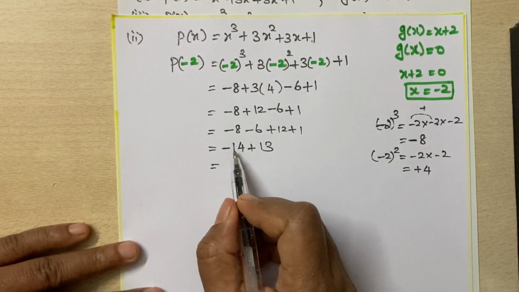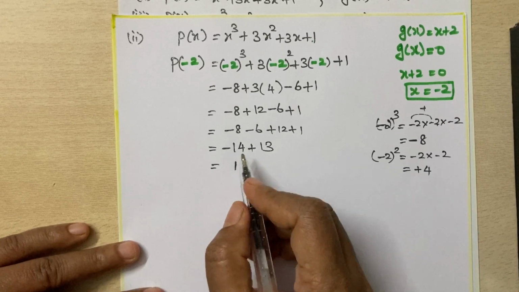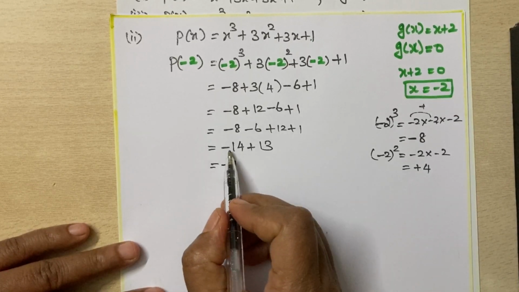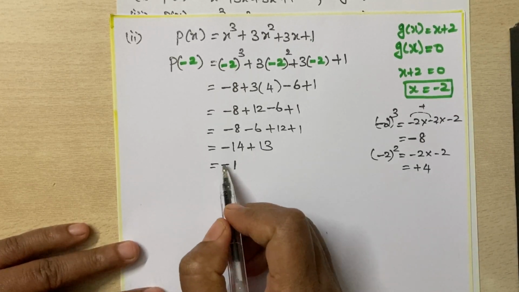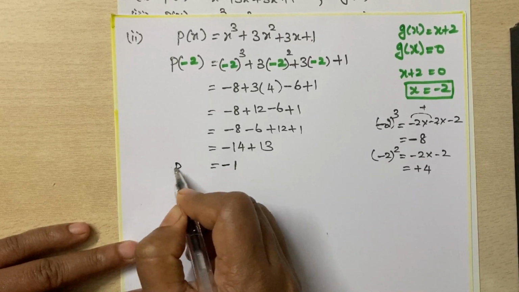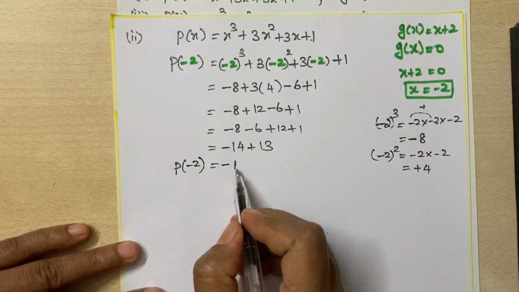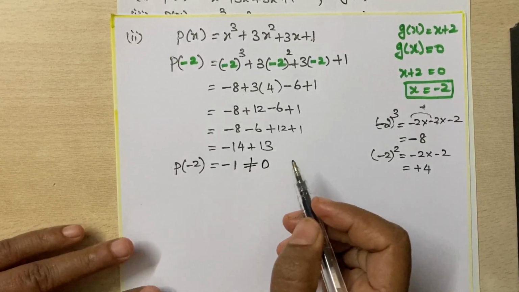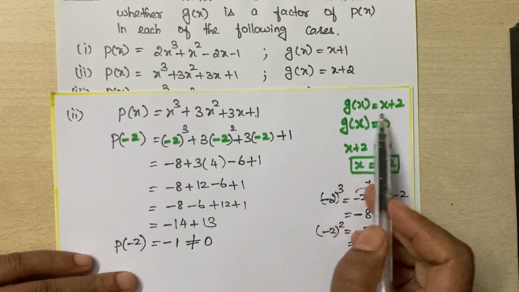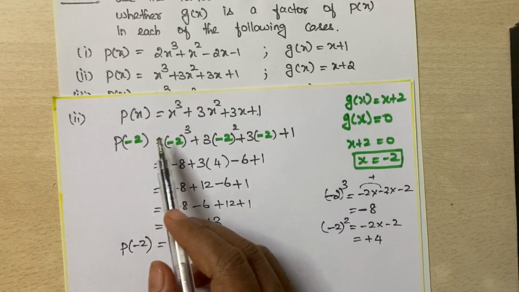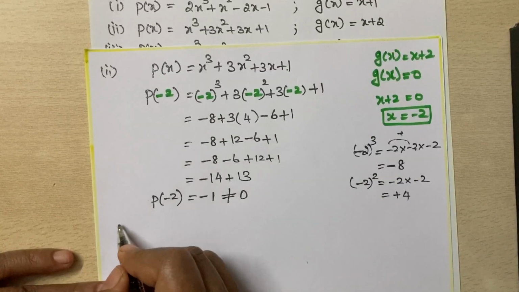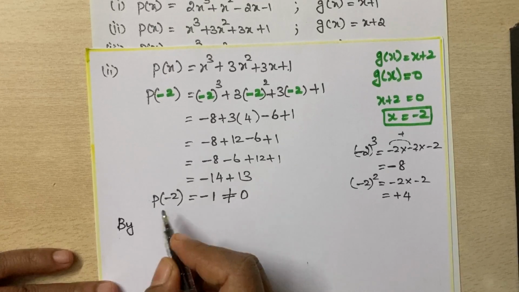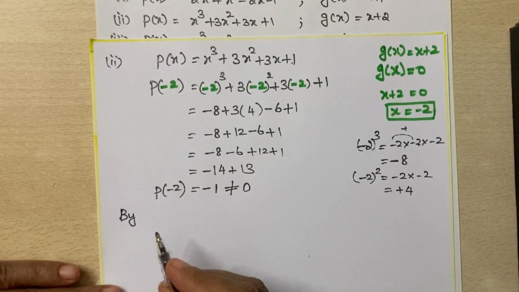What is the greater number? 14. So the sign is minus 1. So we know that minus 14 plus 13 is minus 1. This is P of minus 2. It is very clear minus 1 is not equal to 0. Then we can say g of x is not a factor of P of x. So by factor theorem, g of x is not a factor of P of x.